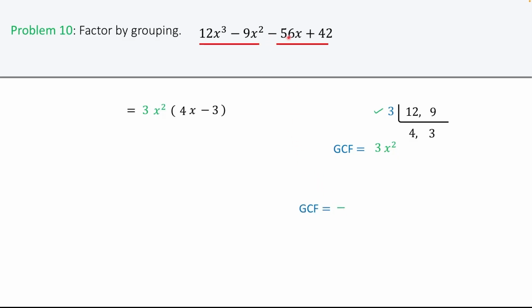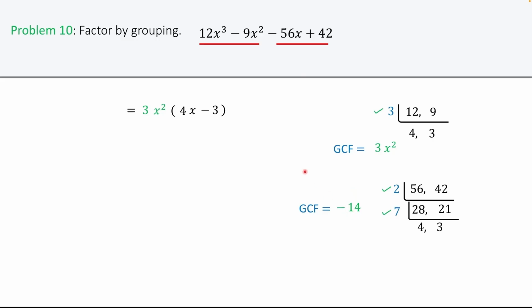Now take the numbers 56 and 42 and divide. These numbers can be divided by 2. 56 divided by 2 is 28. 42 divided by 2 is 21. These numbers can be divided by 7. 28 divided by 7 is 4. 21 divided by 7 is 3. These numbers cannot be divided by any number. So the GCF is multiply 2 and 7. 2 times 7 is 14. There is no common factor for x. So the GCF is negative 14.